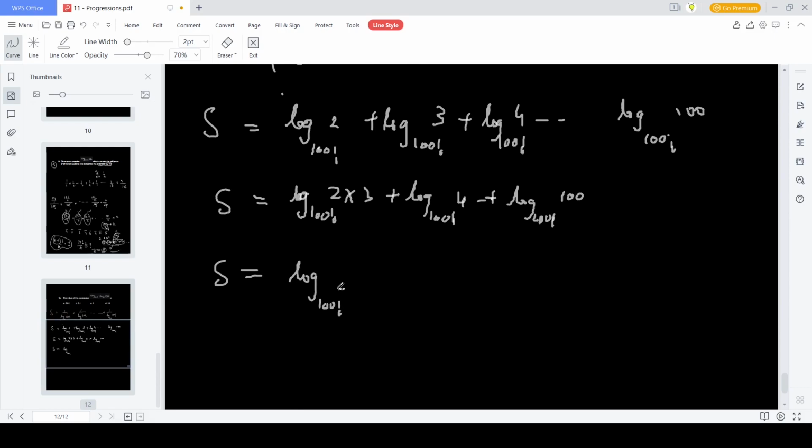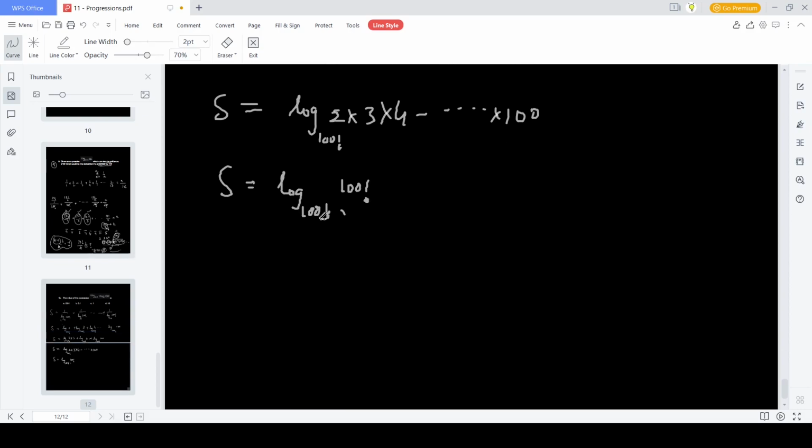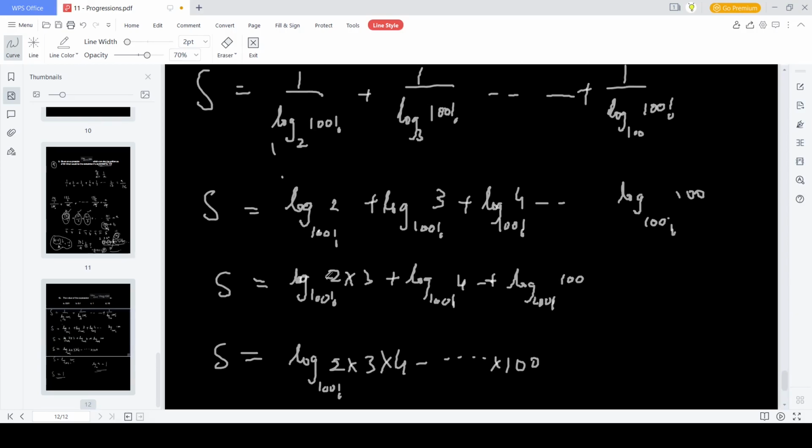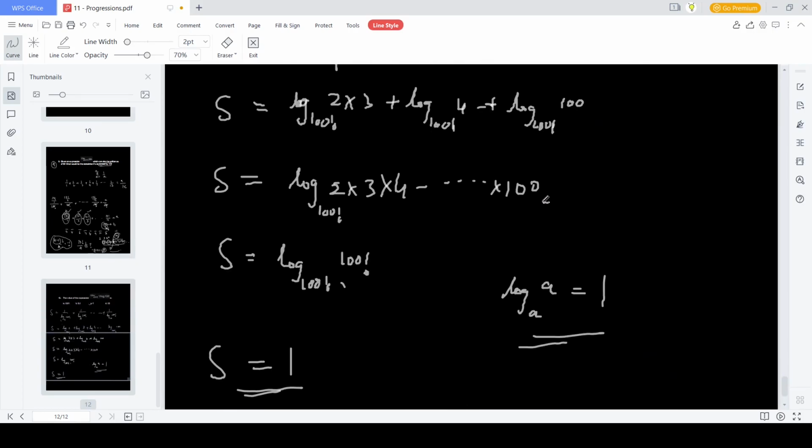Log 100 factorial of 2 into 3 into 4, so on, up to into 100. What is this 2 into 3 into 4 into 100? It is nothing but log 100 factorial of 100 factorial. And we know that log a of a is nothing but 1. So s is equal to 1. This is the sum. 1 is the answer. With this question, we come to the end of the topic.